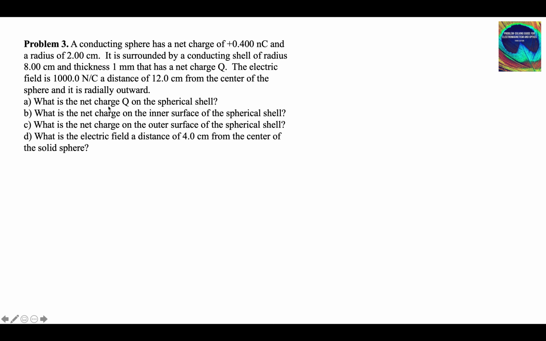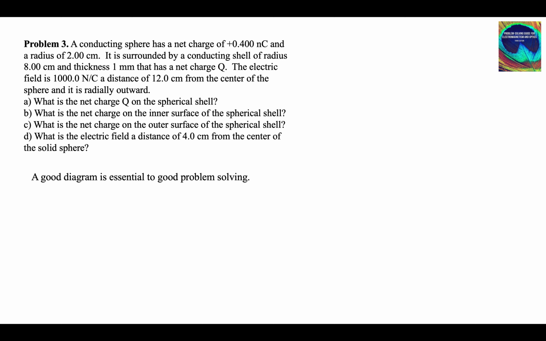Part A, what is the net charge Q on the spherical shell? Part B, what is the net charge on the inner surface of the spherical shell? Part C, what is the net charge on the outer surface of the spherical shell? And part D, what is the electric field a distance of 4 centimeters from the center of the solid conducting sphere?